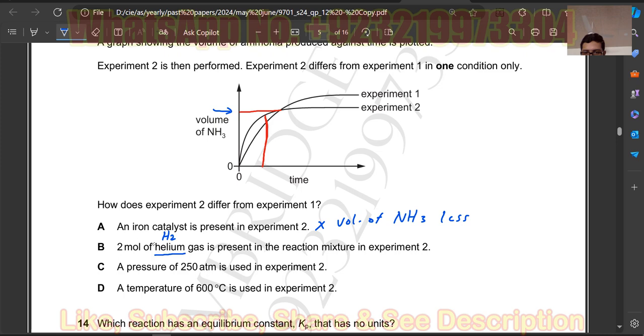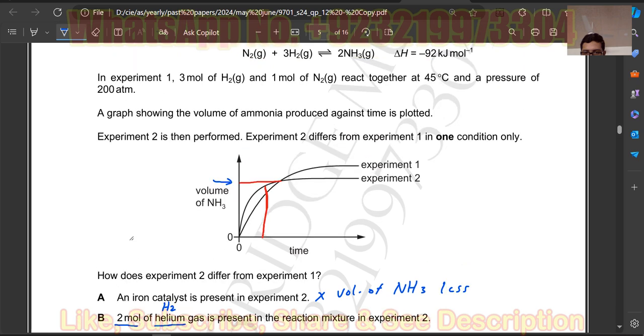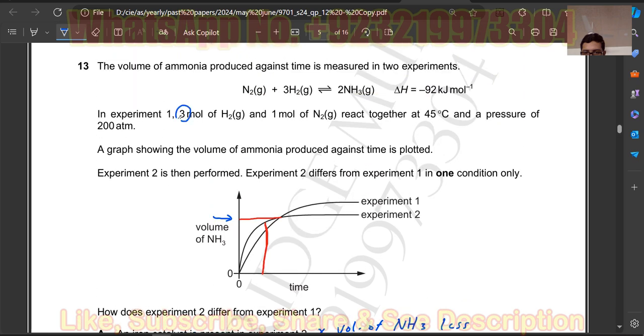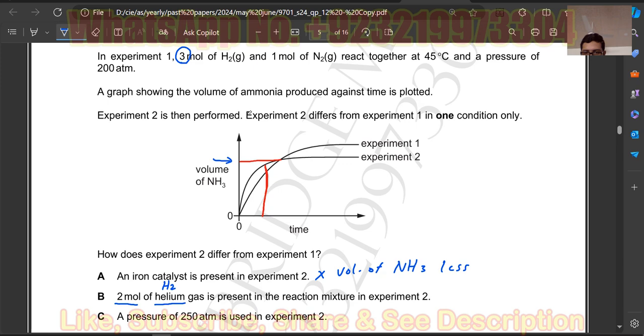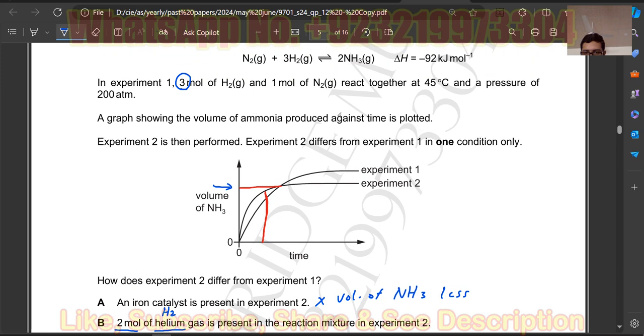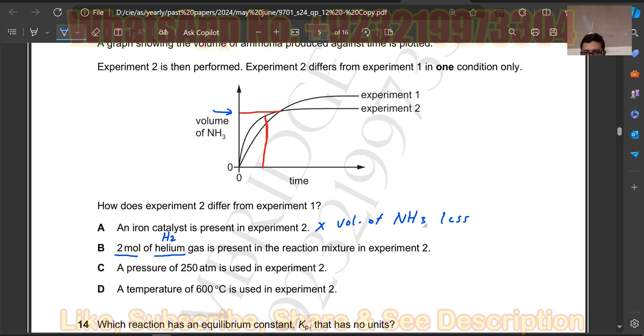So considering that, if 2 moles of the hydrogen gas were present, it means we have reduced the moles of the hydrogen gas in the reactant. If we reduce the moles of the hydrogen gas in the reactant, then it should definitely have an effect on the formation of ammonia, which means the volume of the ammonia gas will reduce. That is correct. But we also need to check what the effect will be on the rate of the reaction.